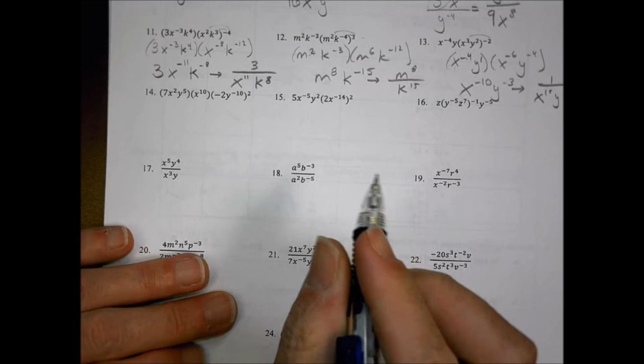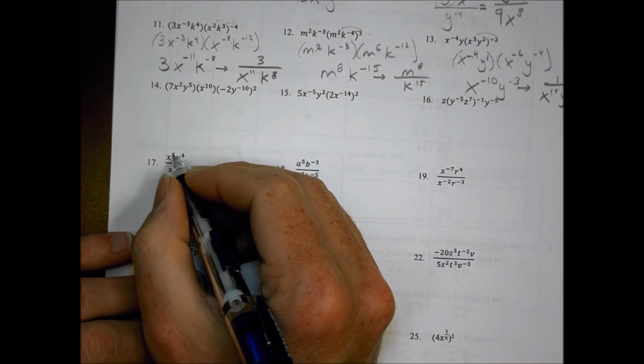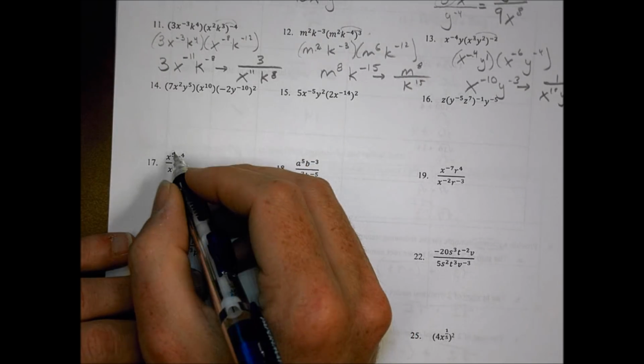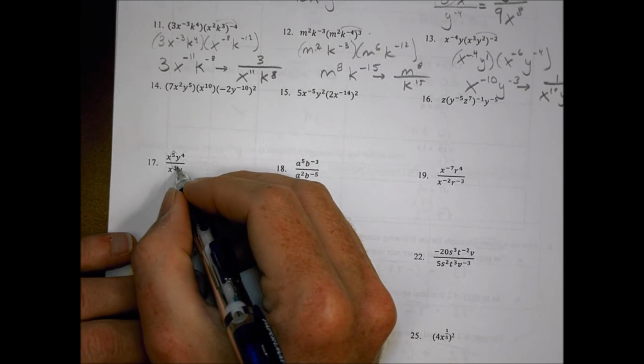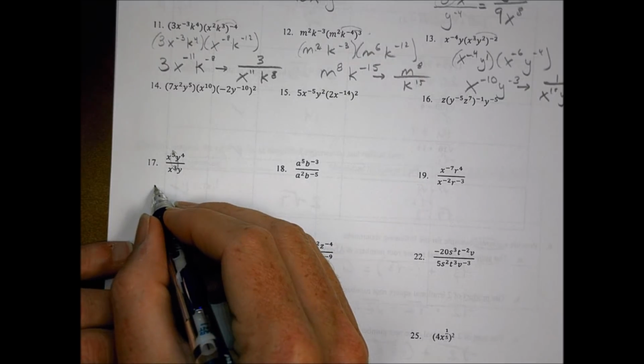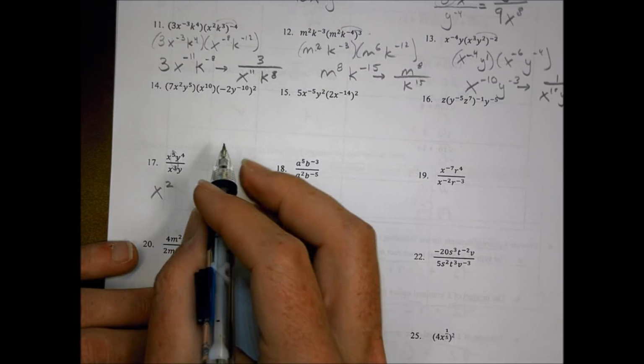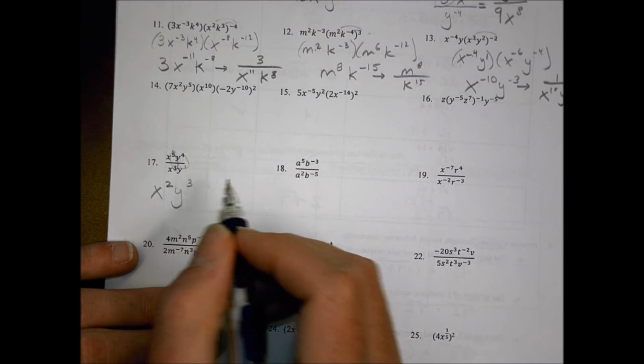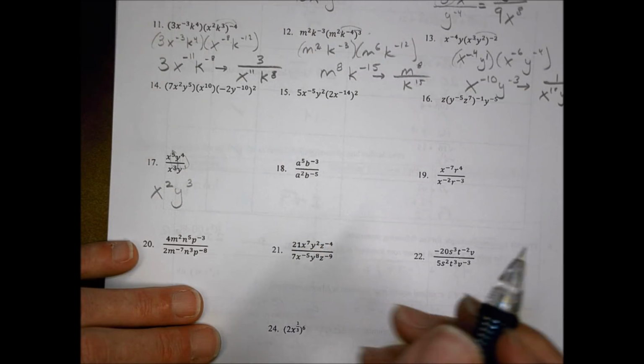All right, 17. Here we have x to the 5th, y to the 4th over x cubed, y to the 1. So I can just do subtraction. 5 minus 3 is 2, so I have x squared. And then 4 minus 1 is 3, so I have y to the 3rd. Nothing on the denominator. That's just where I stop.